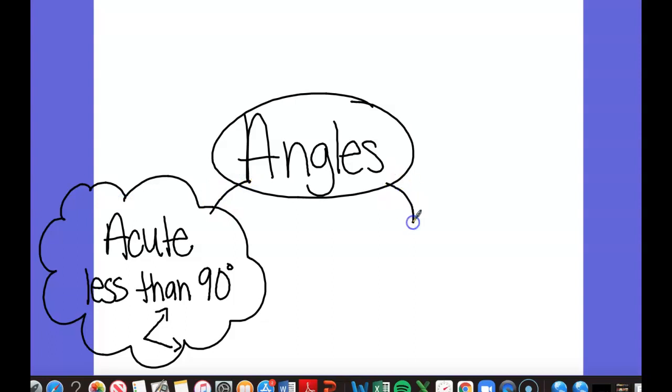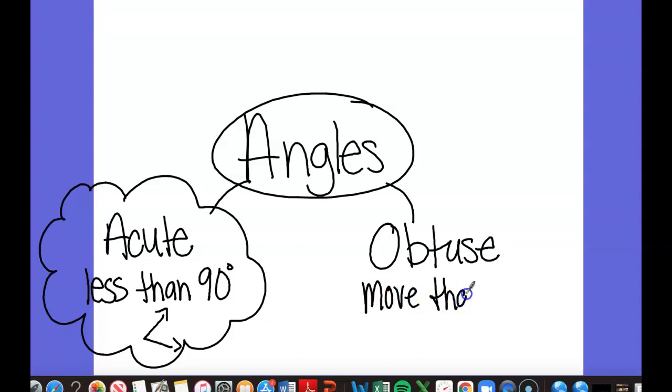Then we also have an obtuse angle. And an obtuse angle measures more than 90 degrees. And they look like that.